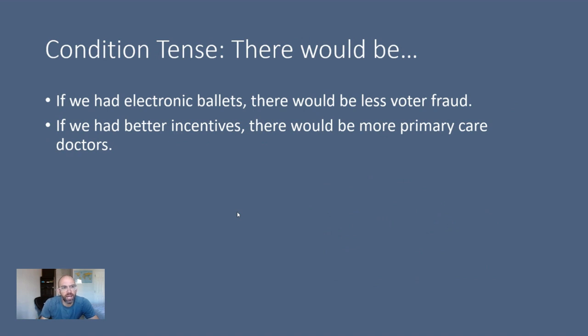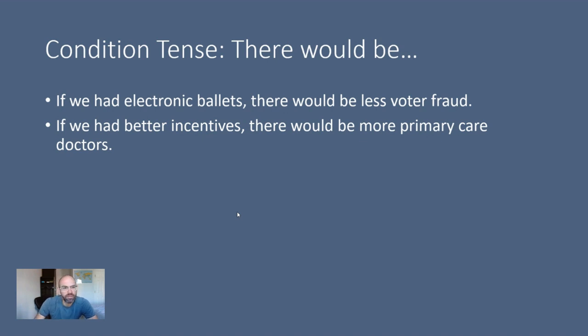And this should say the conditional tense. The conditional tense, there would be. If we had electronic ballots, there would be less voter fraud. If we had better incentives, there would be more primary care doctors, right? So this is talking about hypotheticals, right? How things could be different.